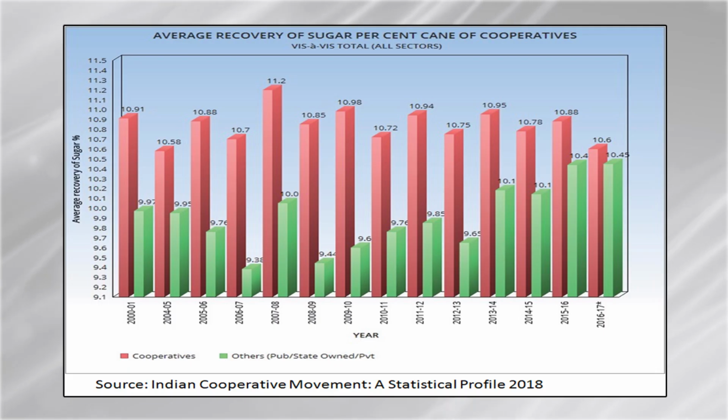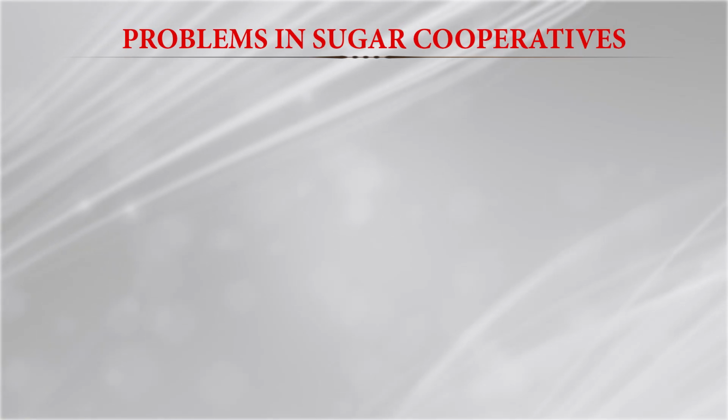In comparison to the whole, the recovery was 10.45%, and there are various problems which are contributing to a number of problems related to the cooperative society. We have seen over the period of time the sugar factories are declining, their efficiency is declining, and their contribution to the total sugar production is declining.